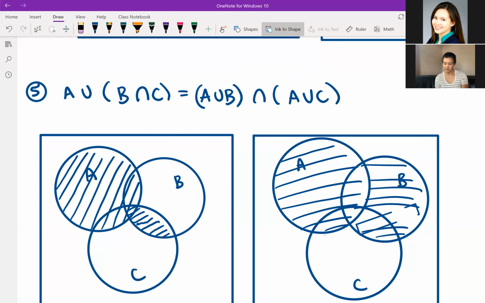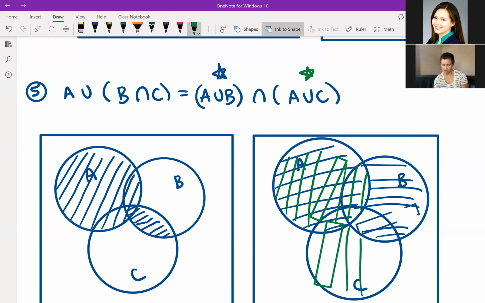And then, so we've done in blue this part here. Let's do this part in green, A union C. So A union C is shade in all of A, shade in all of C. And now let's find what parts are shaded with both blue and with green, because we want to find the intersection of these two sets. So what parts are shaded with both blue and green?